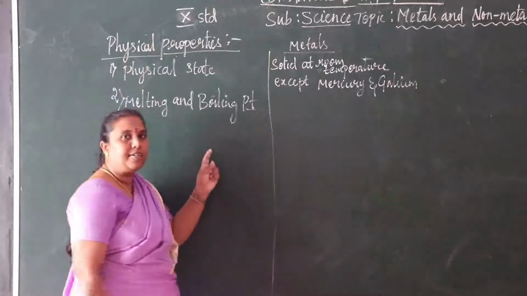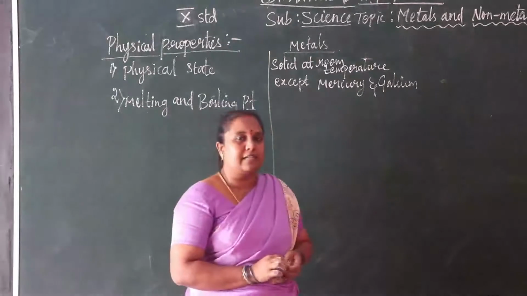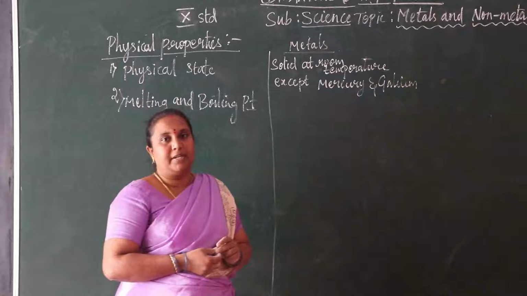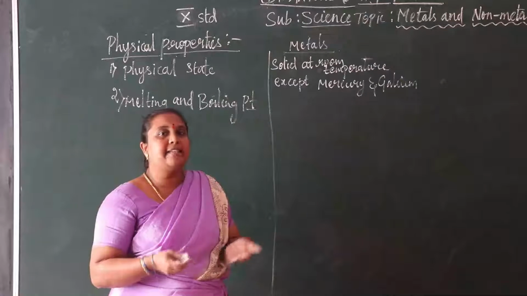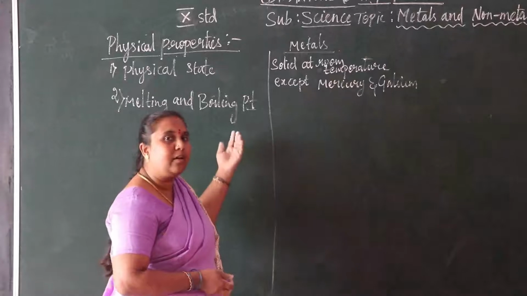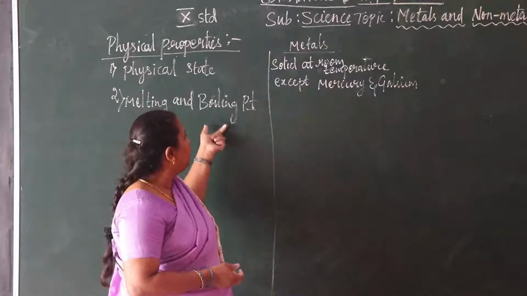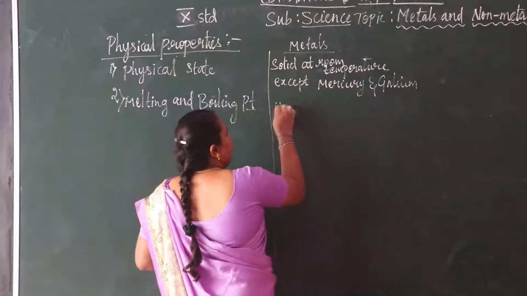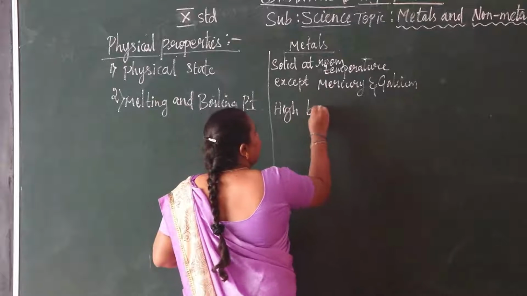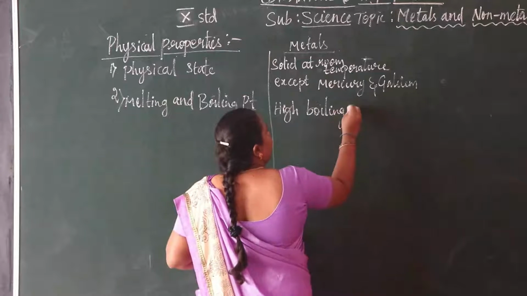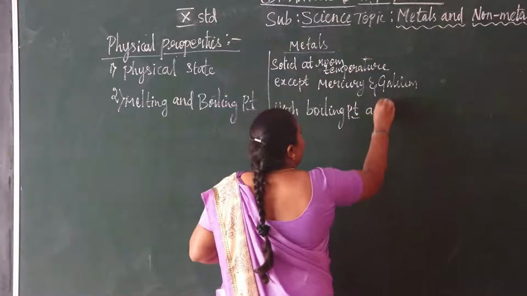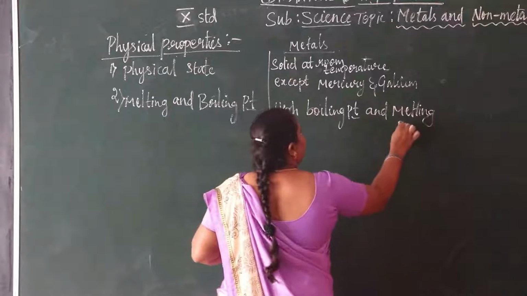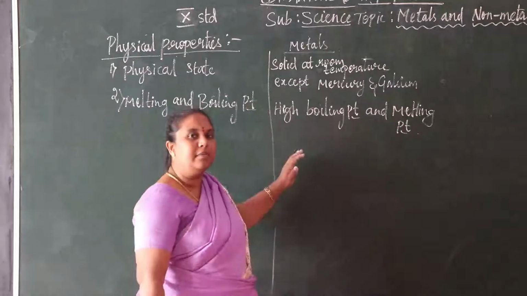Melting and boiling point of metals. Think about metals. How are the metals? They are solid at room temperature. Solid means it takes some time to melt and more time to boil. So metals have a high boiling point and a high melting point.